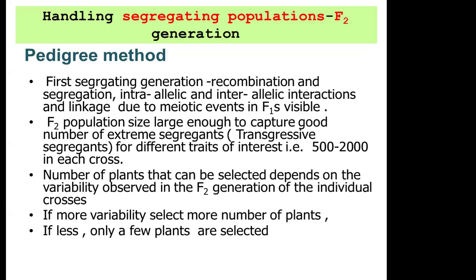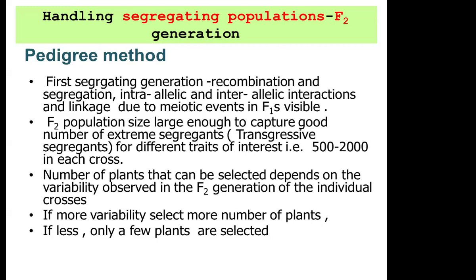In handling segregating populations, the first segregating population is F2. The pedigree method is the most popular method. This is where we can see the recombination, segregation, and the effects of all that happened in F1 through meiosis. They will all be visible in your first segregating generation, F2.